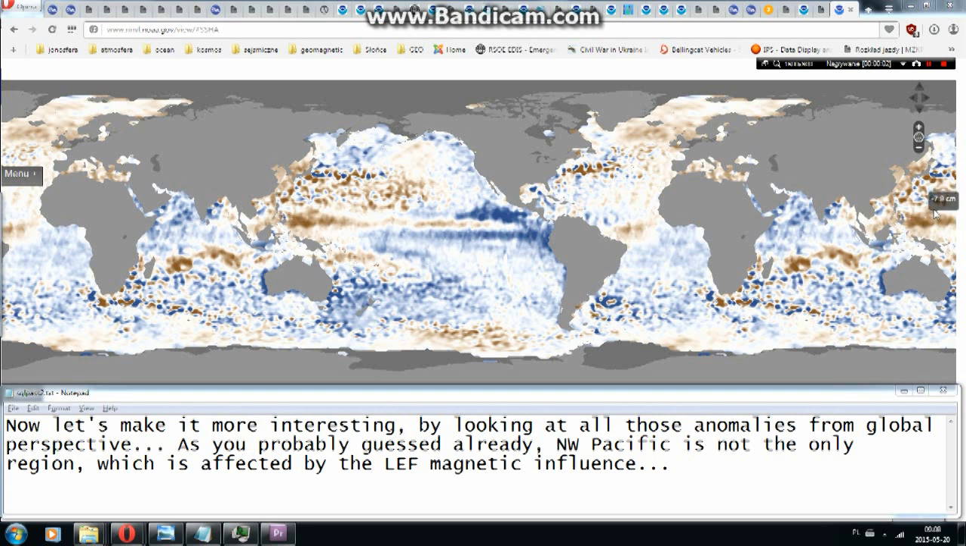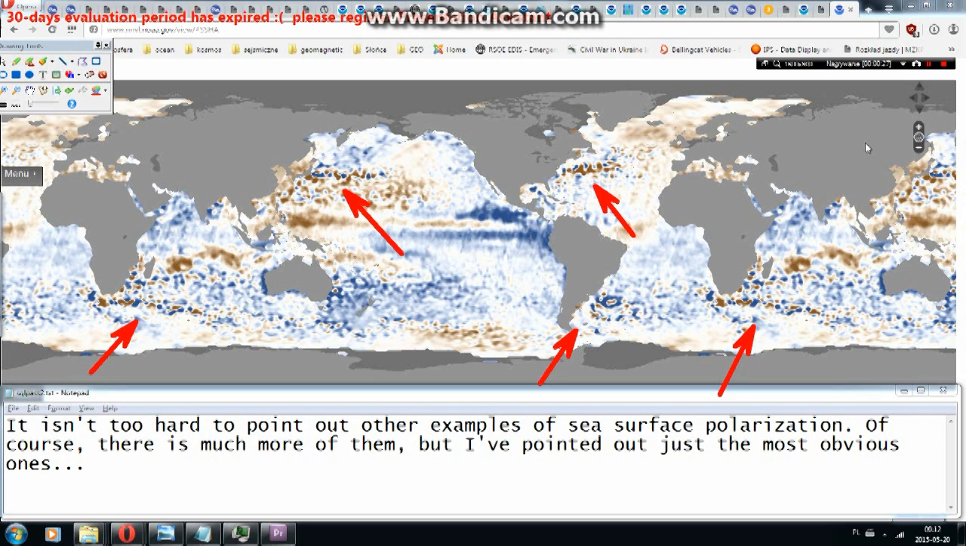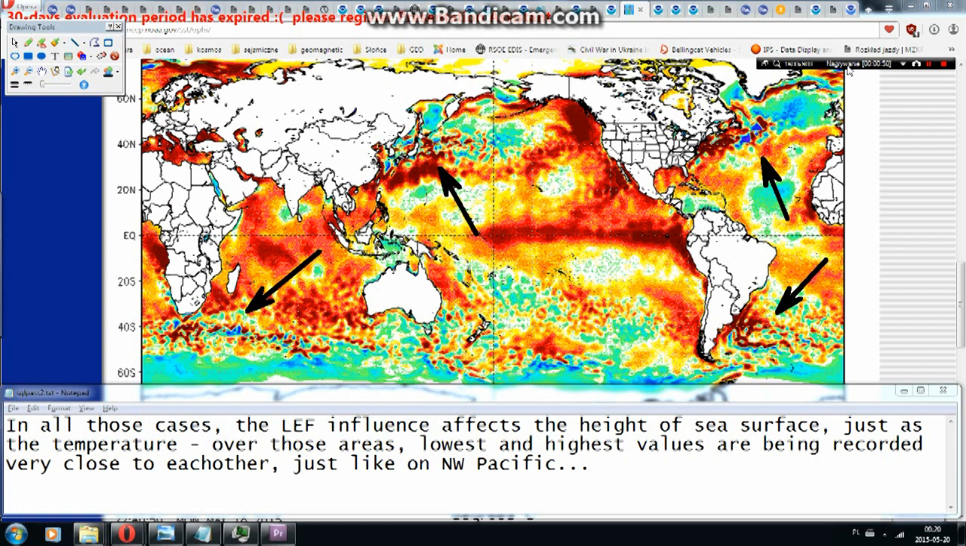Now, let's make it more interesting by looking at all those anomalies from a global perspective. As you probably guessed already, the Northwest Pacific is not the only region which is affected by the low energy field magnetic influence. It isn't too hard to point out other examples of sea surface polarization. Of course, there are many more of them, but I've pointed out just the most obvious ones. In all those cases, the low energy field influence affects the height of the sea surface just as the temperature. Over those areas, the lowest and highest values are being recorded very close to each other, just like in the Northwest Pacific.